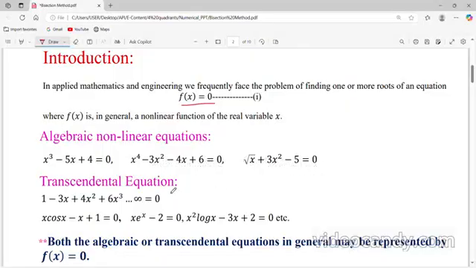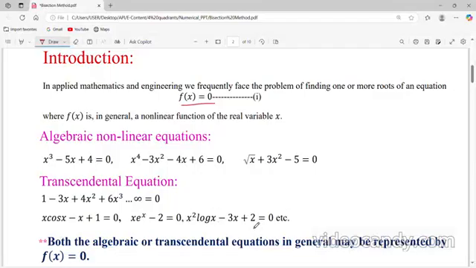Next is transcendental equation. The equations which have infinite number of terms are called transcendental equations. For example, 1 - 3x + 4x^2 + 6x^3 + ... to infinity = 0. Or we can write x cos x - x + 1 = 0, x e^x - 2 = 0, x^2 log x - 3x + 2 = 0, etc.